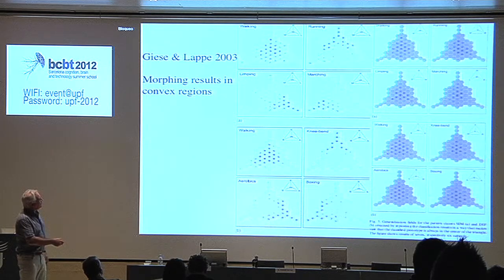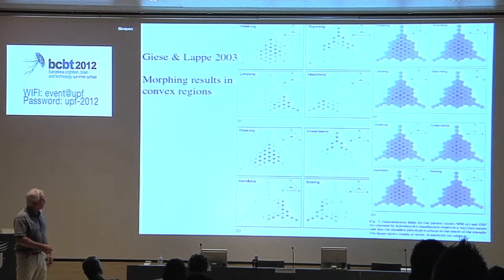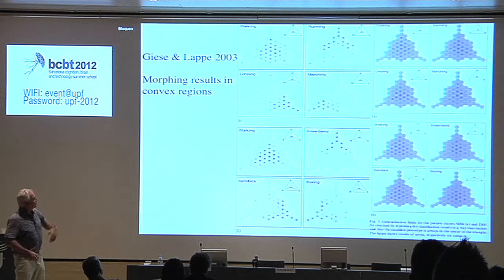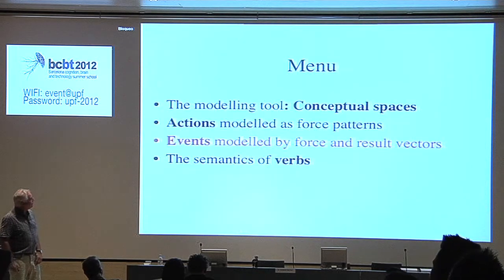And even if you take very different movements, like walking, knee bend, aerobics, whatever that is, and boxing, you can do really odd morphings between boxing and knee bend or whatever. You still get some kind of convexity relation here. So this principle seems to work also for action. This is limited evidence, but it's still some evidence for this form of representation.